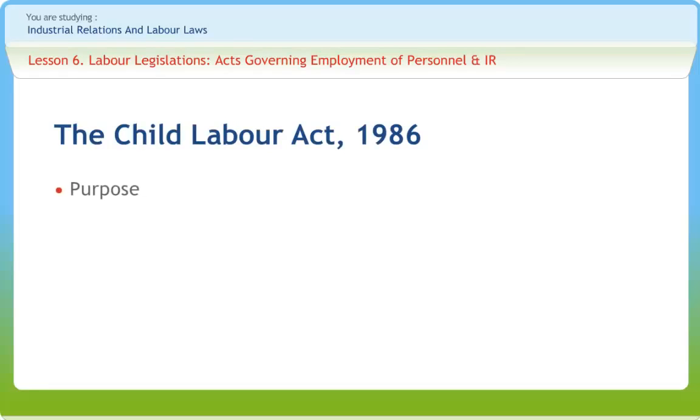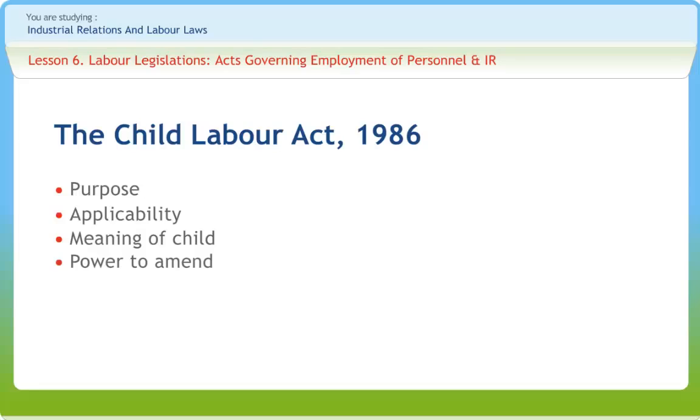The objective of the Act is to prohibit employment of a child who has not completed 14 years in all the occupations indicated in Part A of the Schedule to the Act and in all processes indicated in Part B of the Schedule to the Act. It extends to the whole of India. Under this Act, child means a person who has not completed his 14th year of age. The central government has the power to amend the schedule. For this, the central government, after giving notification in the official gazette, not less than 3 months' notice of its intention to do so, may by like notification add any occupation or process to the schedule, and thereupon the schedule shall be deemed to have been amended accordingly.